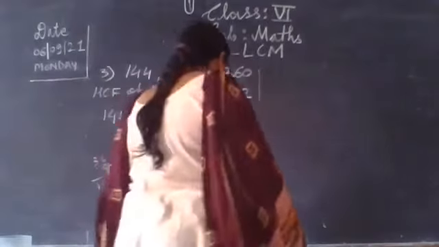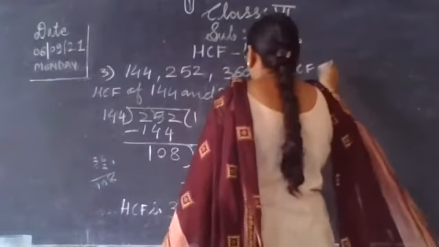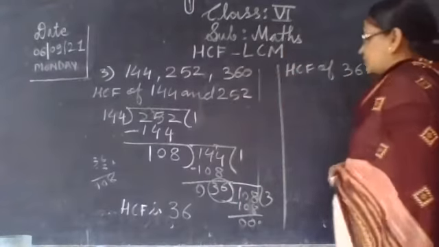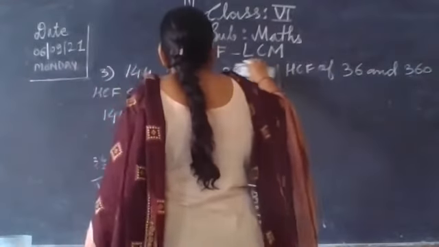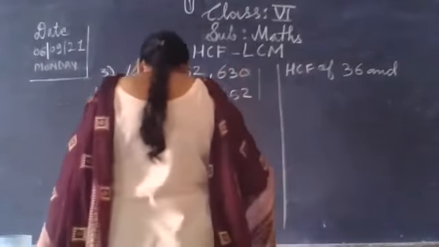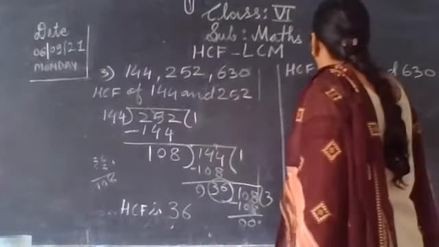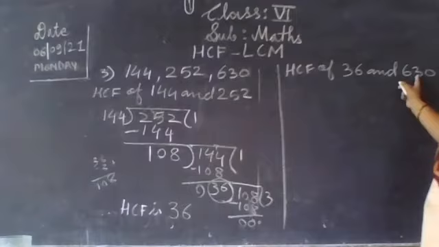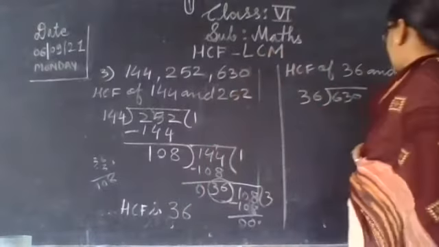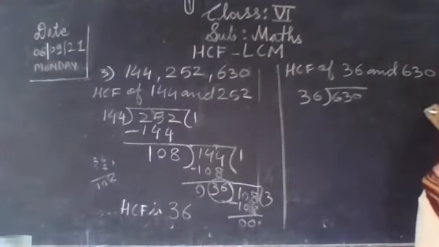Okay, so let's start. HCF of 36 and 630. Sorry, the number is not 360, it is 630. Now divide this 36 and this 630. You can calculate in rough.